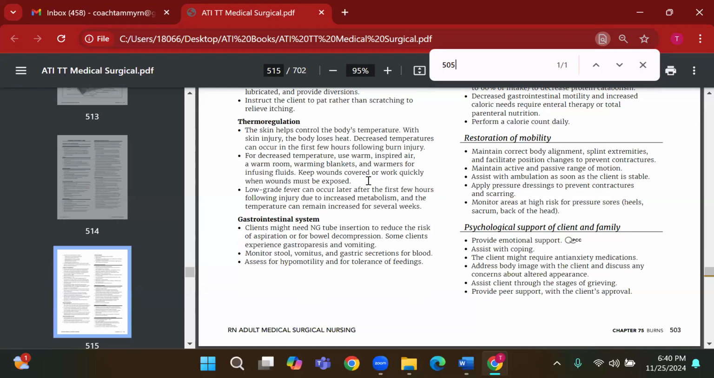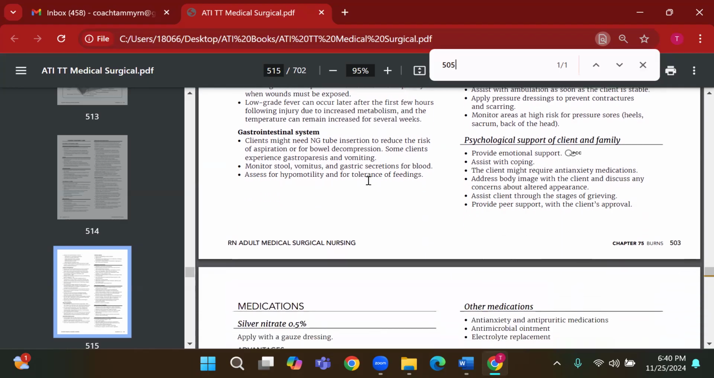Low-grade fever can occur later, after the first few hours following an injury. And it says the temperature can remain increased for several weeks. So at first, the body temperature will drop because they can't regulate it. We might have to warm things up, and then the body temperature will start to rise. But if it starts to rise really rapidly, we might see shock.